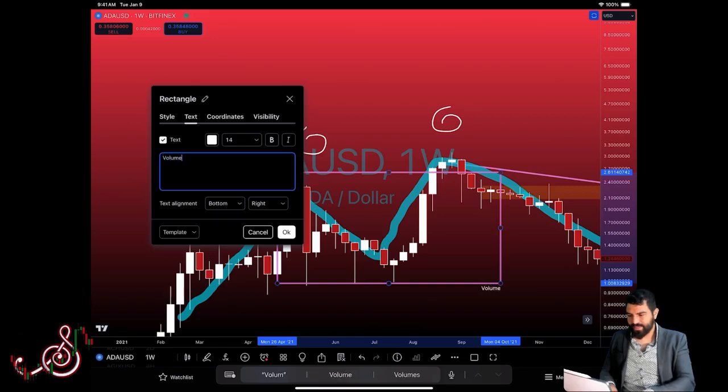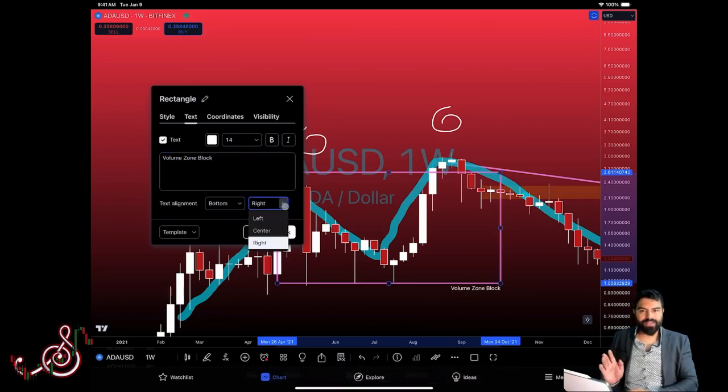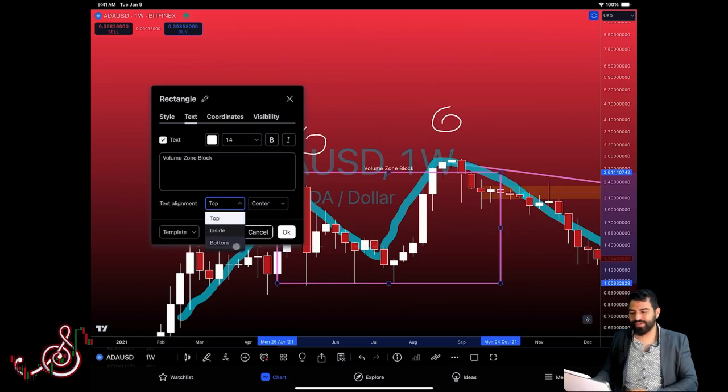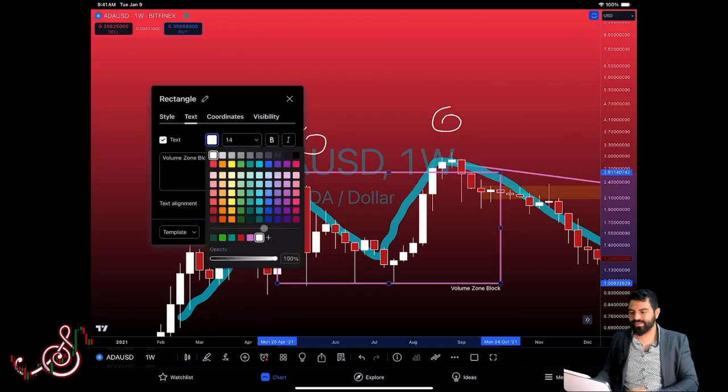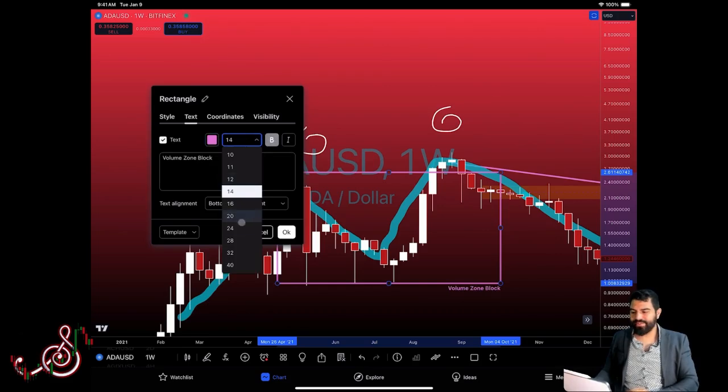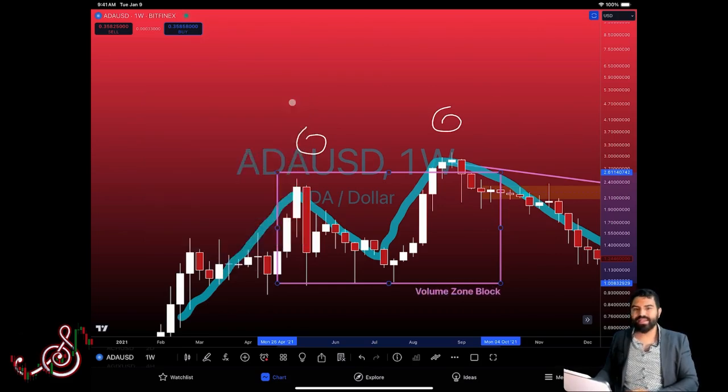Volume zone block. And I can place this on the right side, the left side, the middle, or the center, and then I can send it to the bottom or the top. In this case, I'm just going to leave it on the bottom, someplace that's clear, and on the right side, and I'll make the text pink as well. I'll make it bold. If I can't read it, I'll make it bigger. Got it? That's how you do this.